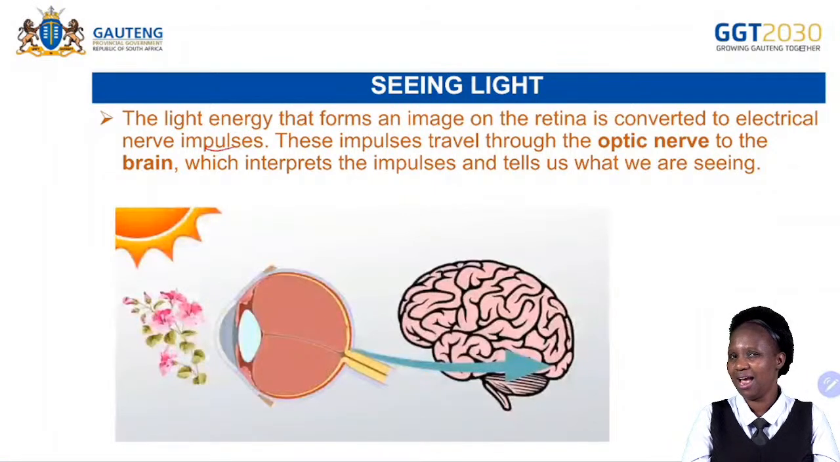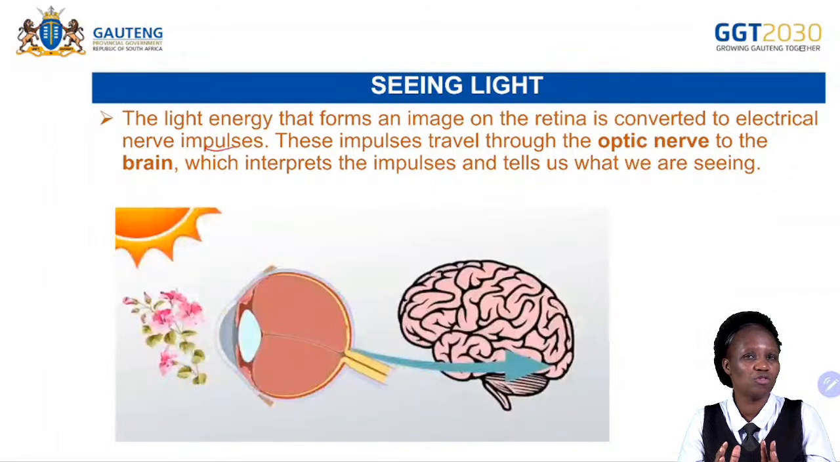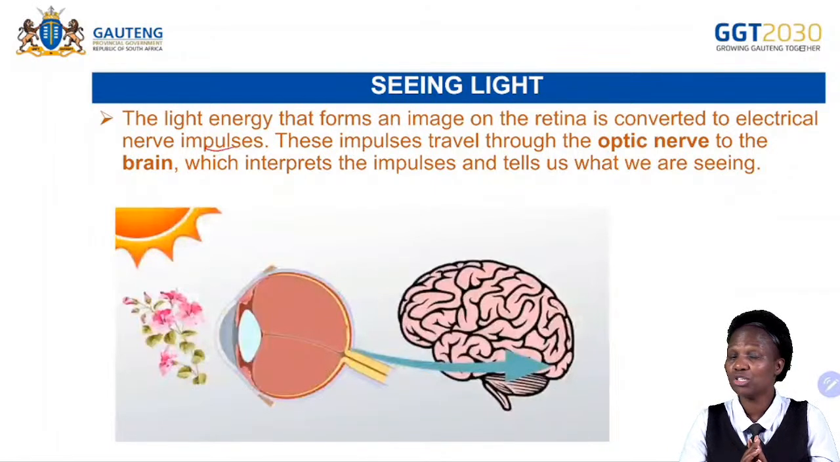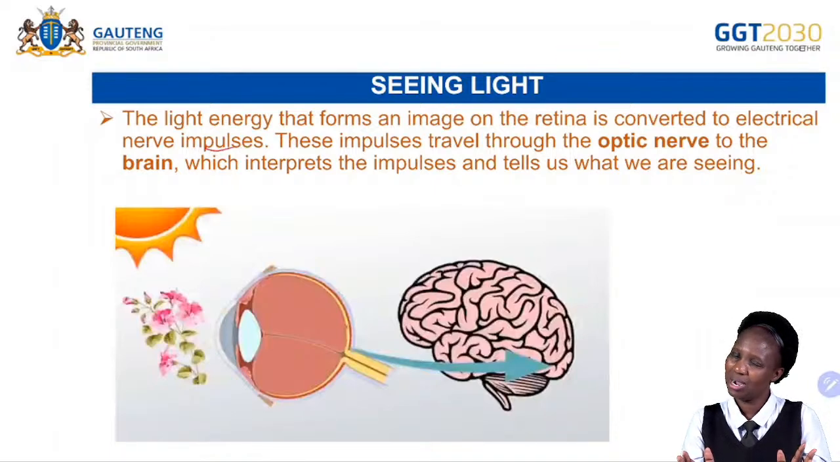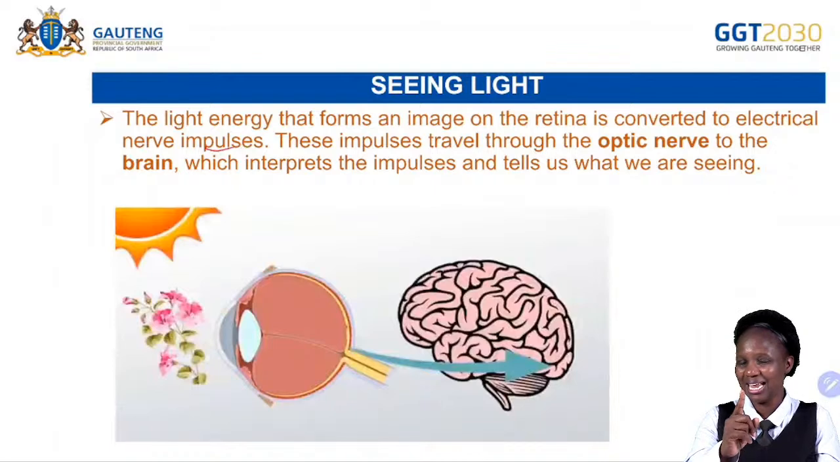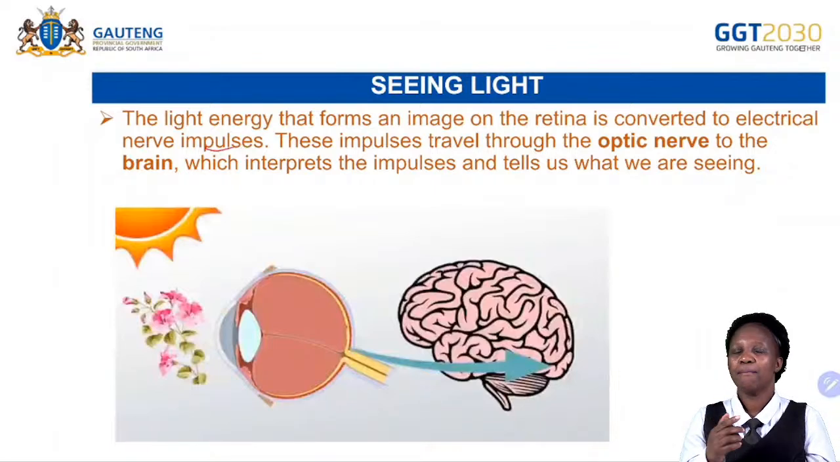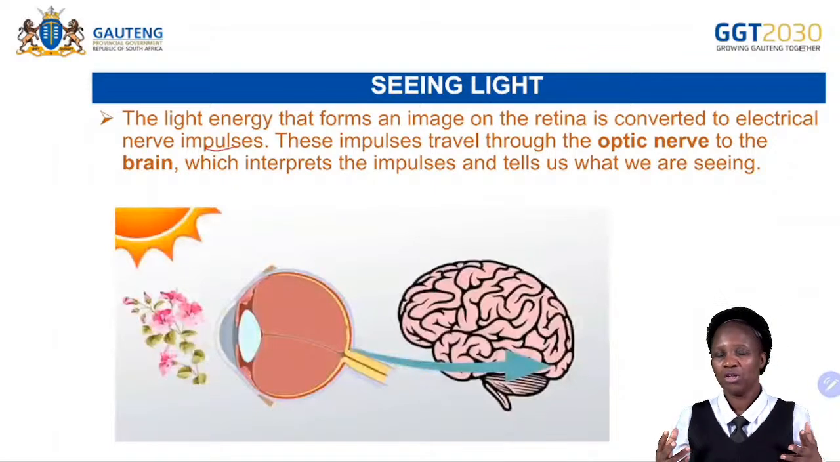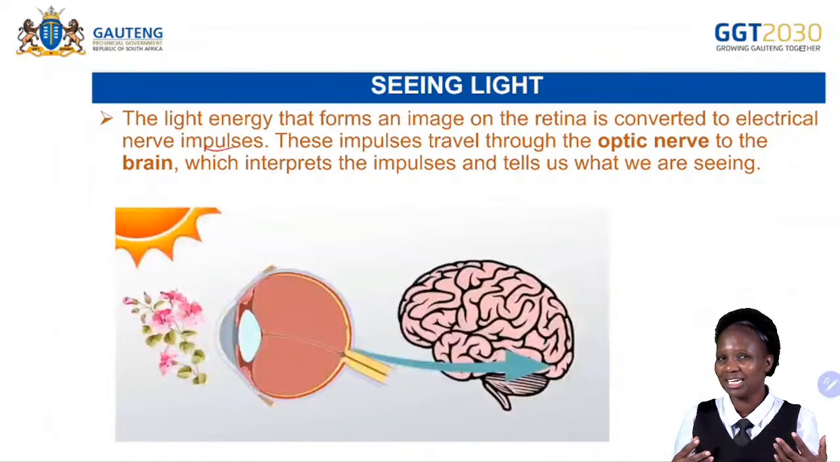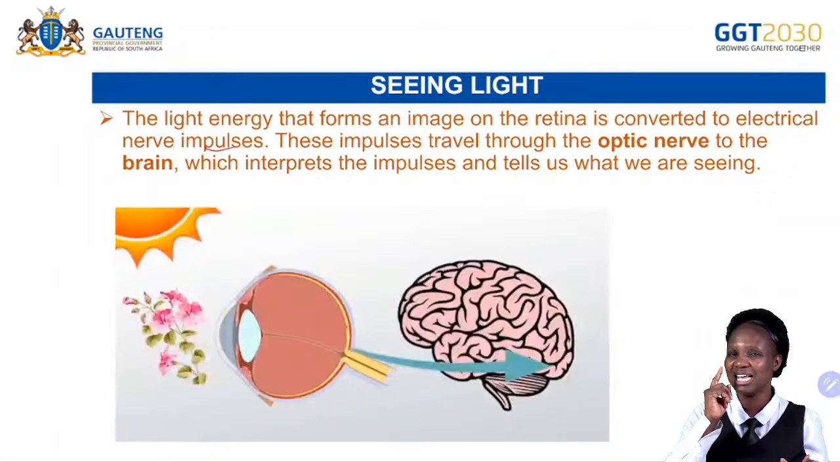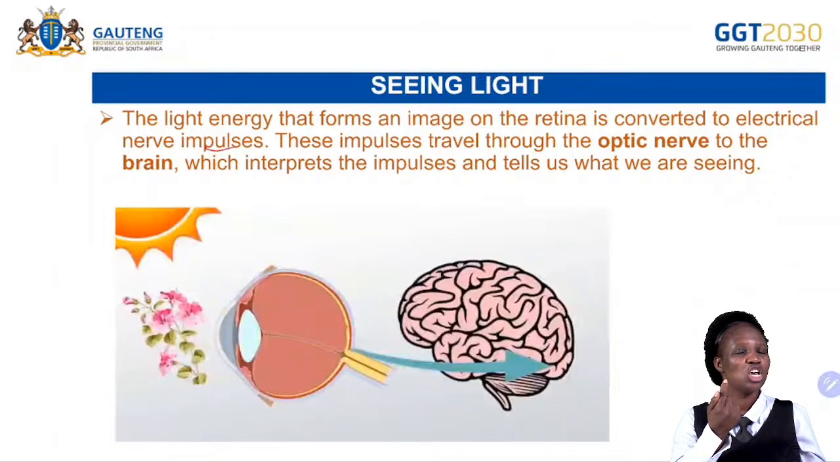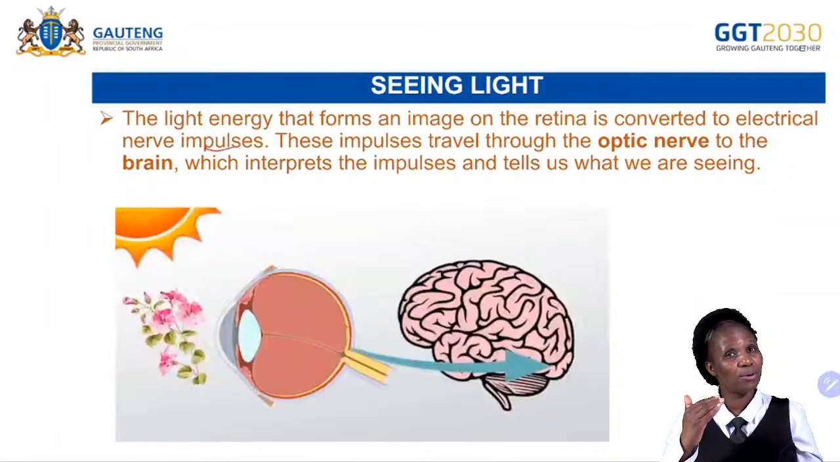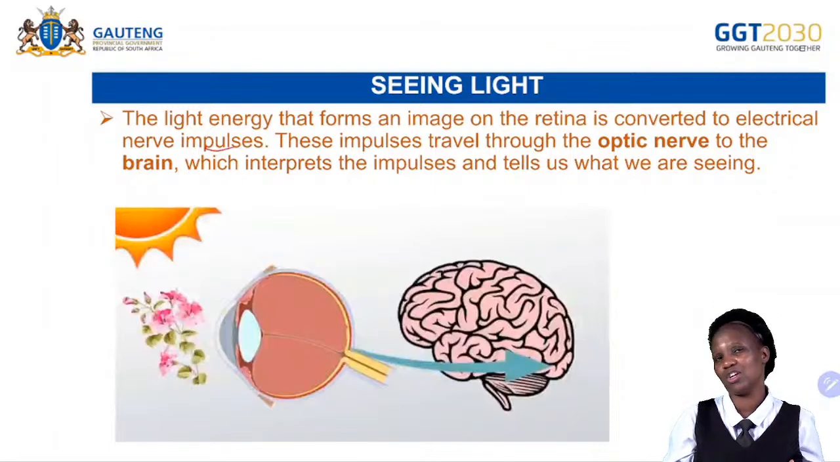Just imagine at night when it is pitch black, when it is dark. For example, these days we've got load shedding. At times it will be very dark. You can't see anything in the house. Why? Because no light is getting into your eyes. But once you switch on a torch, a light, or even a candle, that's when you can see different objects. Why? Because there is light that is entering your eyes. Then you'll be able to see and identify different objects.